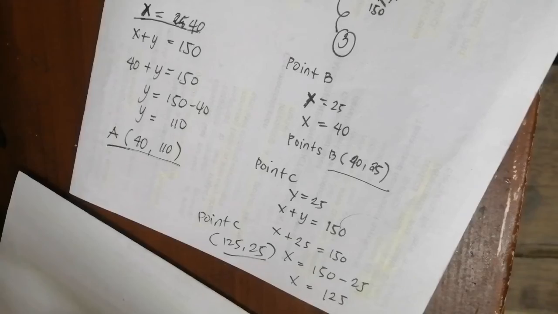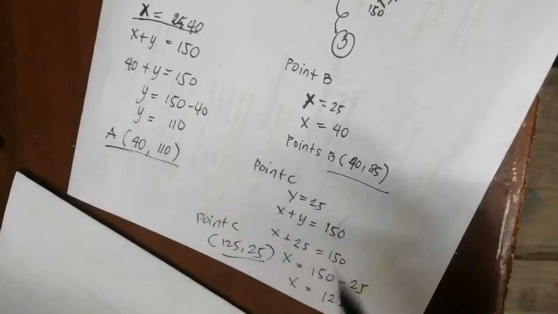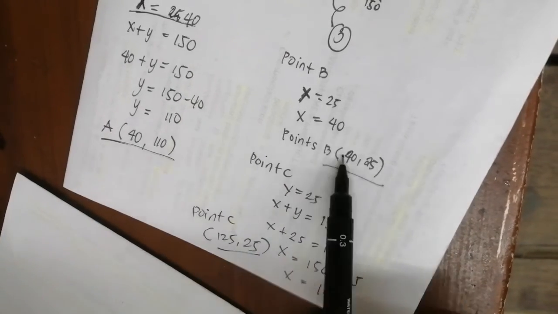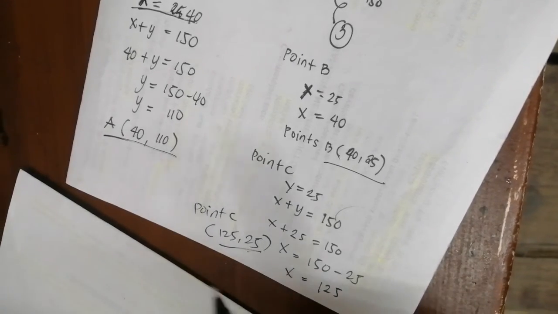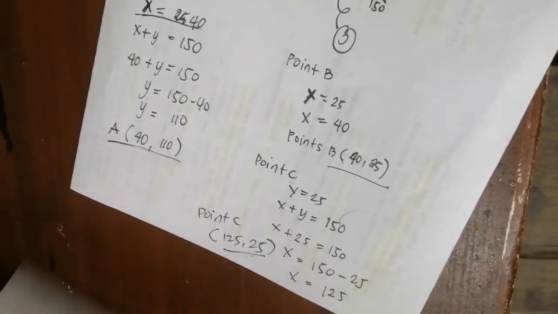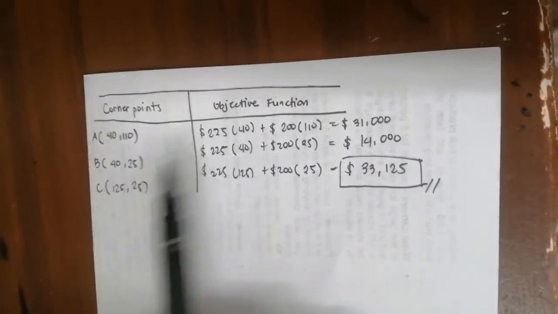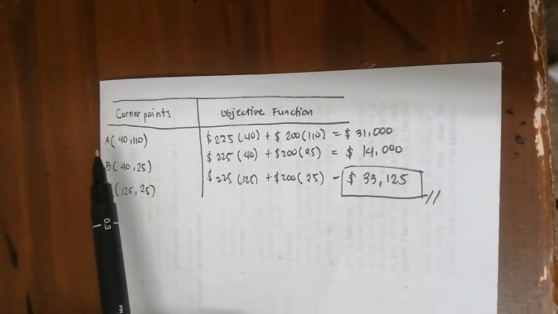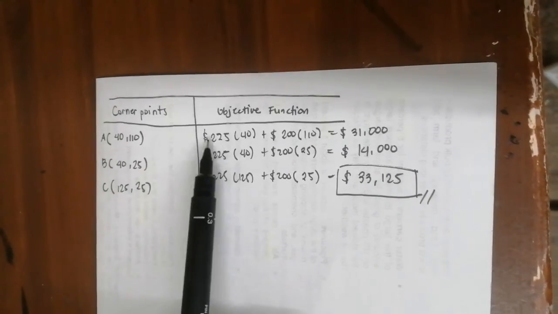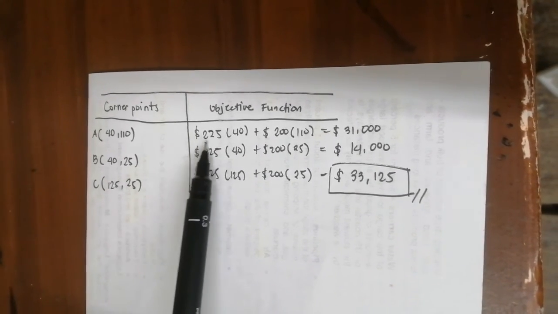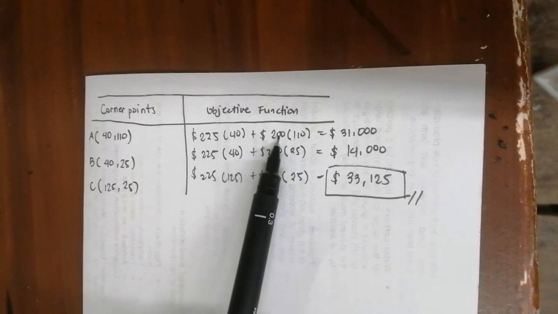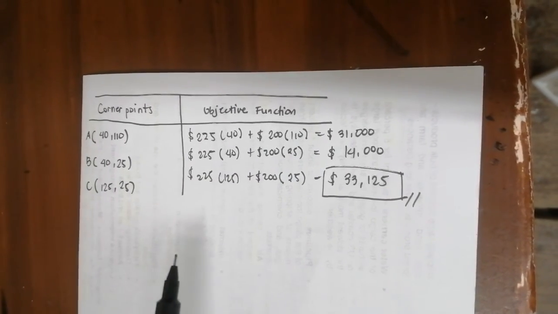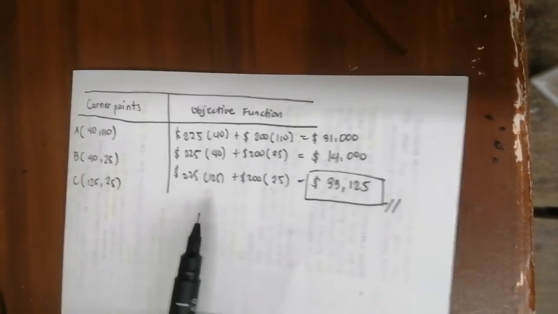To verify the winner, we must see which of these three points maximizes the objective function. So I have here a table which has the corner points and the objective function. As you can see in the table, I substituted all the corner points into the objective function, $225 and $200, and the result is that point C has the optimal solution.